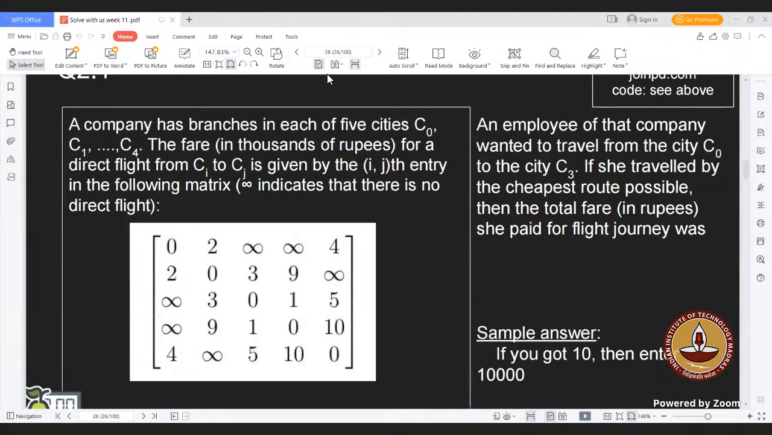I request everyone to at least draw the graph of this, because the next question is also a similar question. The adjacency matrix is the same. So just draw the graph of this at least, if you don't get the answer. By the way, everyone knows how to draw this graph of the given adjacency matrix, right? Okay.